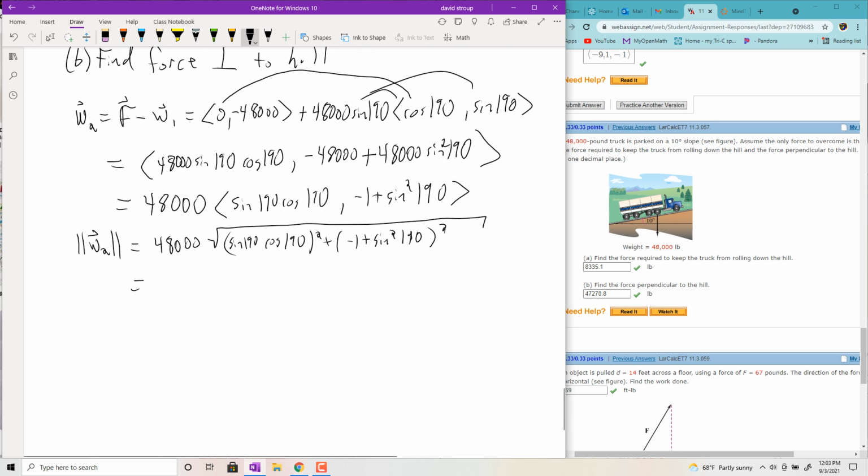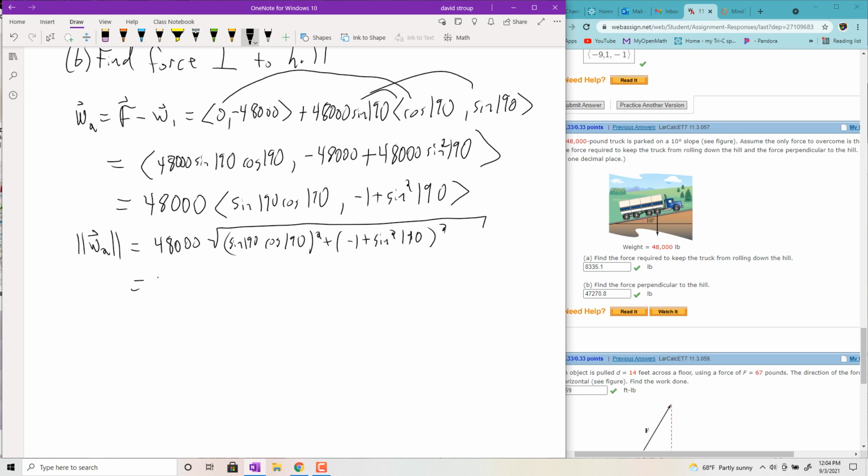Right? Okay, so calculator on. I'm just going to figure out the square root part first. So square root, sine 190. Oops, this is going to be hard because of all the parentheses. Make sure you're in decimals. Sine 190 cosine 190 squared plus negative 1 plus, and then I got to square the sine 190 squared, and squared in parentheses.